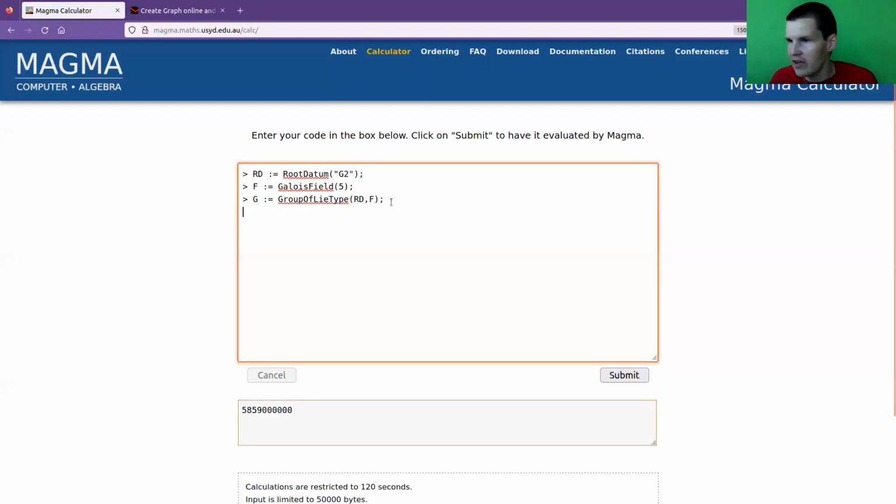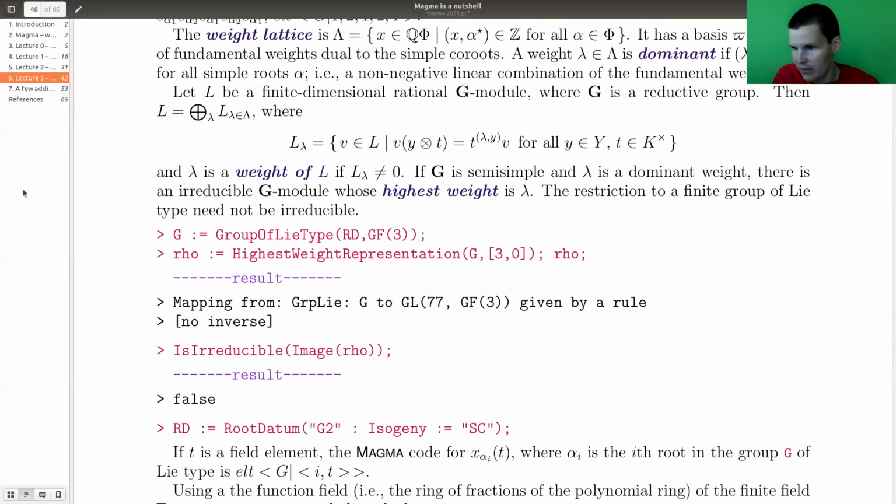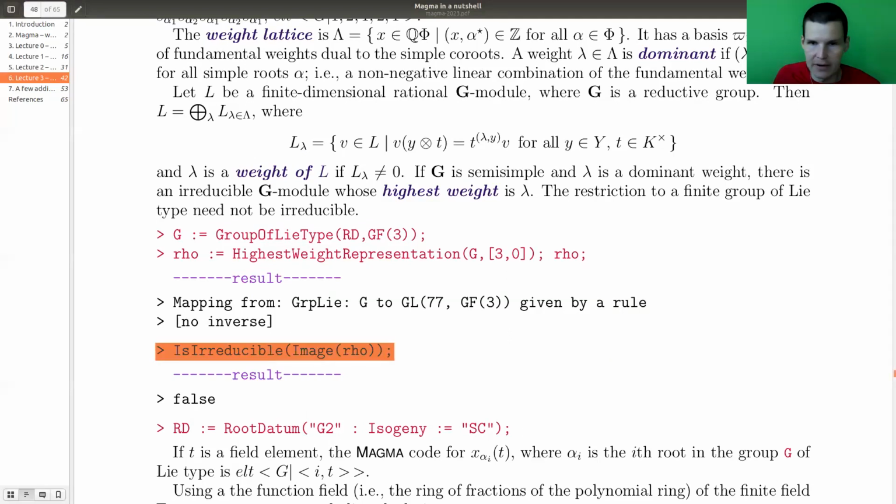So we still have our G here, and I just defined it now over GF3. Why not? So let's do the same. Group of Lie type, still the same root system, GF3. You can ask for the highest weight representation of that beast, and it will tell you it's a 77-dimensional representation over that field, given by a certain rule that it's not outputting in this environment. But you can set up highest weight representations, take tensor products of them, and ask whether they're irreducible or not. Right, let's just do all of that fun stuff.